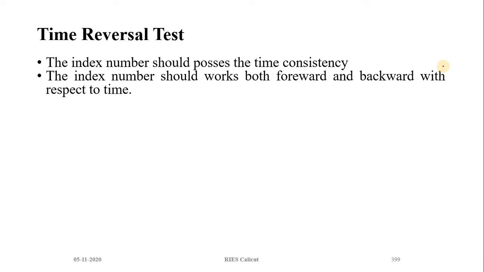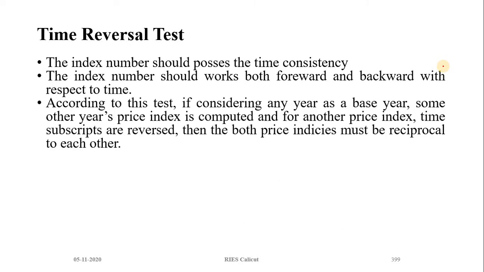The index number should work both forward and backward with respect to time. The time consistency means the index number should be consistent between two different periods, forward or backward. We will explain a little more. As per this test, suppose you are considering a particular year as a base year, and on the basis of this base year, we compute some other period's price index.